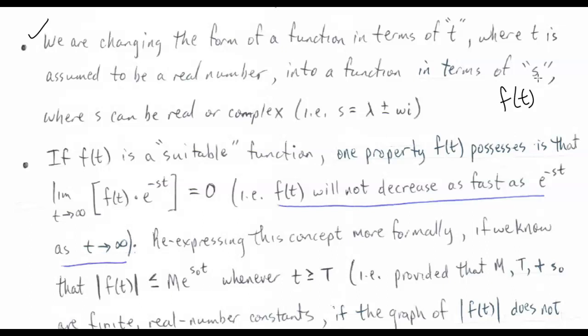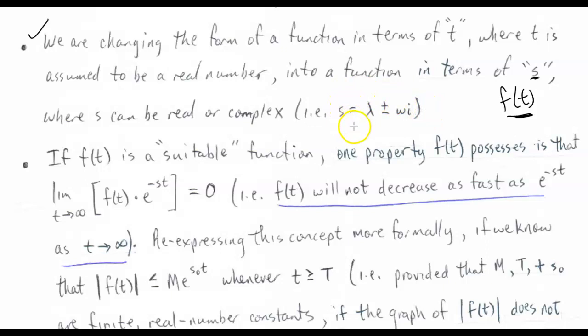But normally speaking, in an application, t is going to represent time. And of course, time is going to be a real valued thing. So normally speaking, we're taking a function that is defined in terms of some real number t, which we'll assume is time, and we're going to translate it into a function in terms of s. And s could be a real number or a complex number. And in the example I gave you earlier, we're taking something from the time domain to the frequency domain.